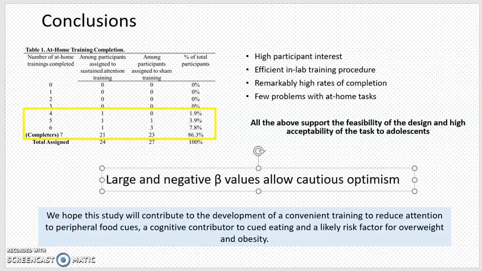But our beta values, which is a measure of effect size, were negative, which is in the hypothesized direction, so that supports the hypothesis that the sustained attention training did reduce persistent attention to peripheral food cues from the baseline to the second measurement. And beta values were also large and comparable to effect sizes seen in other similar research designs, which is also very promising.